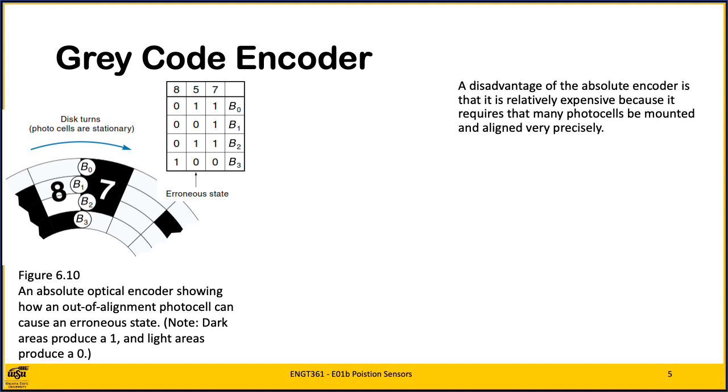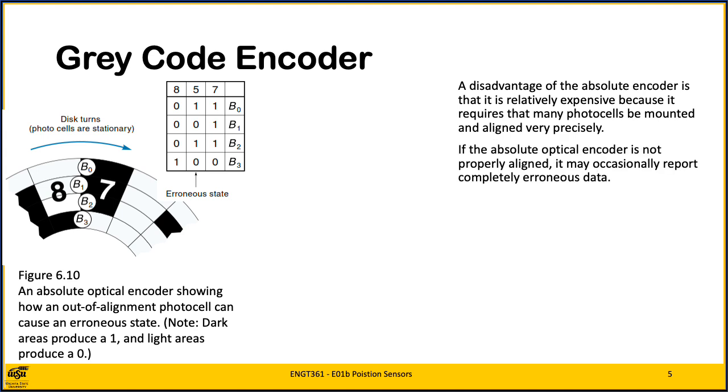A disadvantage of the absolute encoder is that it is relatively expensive because it requires that many photocells be mounted and aligned very precisely. If the absolute optical encoder is not properly aligned, it may occasionally report completely erroneous data. Figure 6.10 illustrates this situation, and it occurs when more than 1 bit changes at a time, say from sector 7, which is 0111, to 8, 1000. In the figure, the photosensors are not exactly in a straight line.